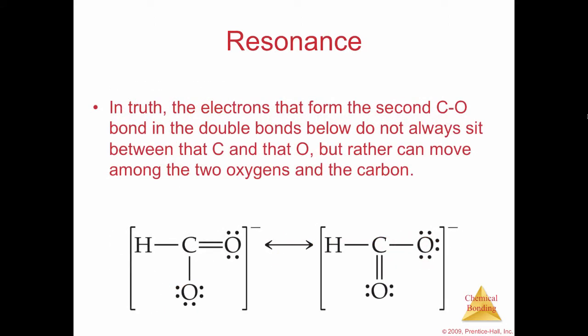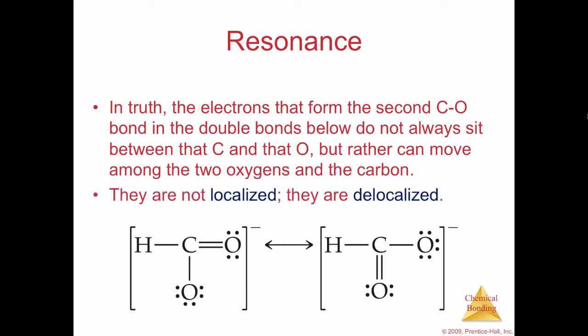In truth, the electrons that form the second carbon to oxygen bond in the double bonds below do not always sit between that carbon and that oxygen, but rather can move among the two oxygens and the carbon. They are not localized, they are called delocalized electrons.